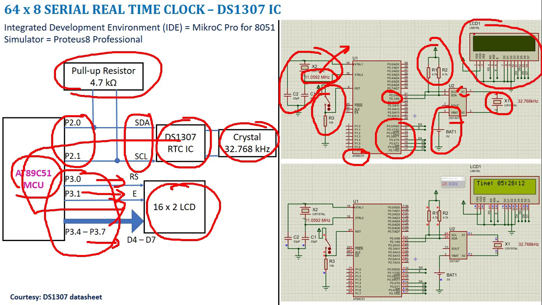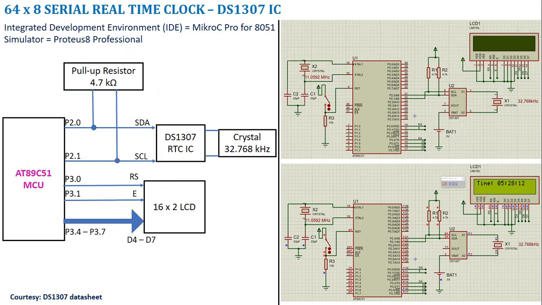So after doing the program, you can see that the output is displayed here. The time information, hour, minute and second, can be displayed on your LCD. We will see how we are going to do this. The complete circuit is built using a simulator called Proteus 8 Professional, and the C programming is done using the Micro C Pro for 8051 IDE software. Now let us look at the program.